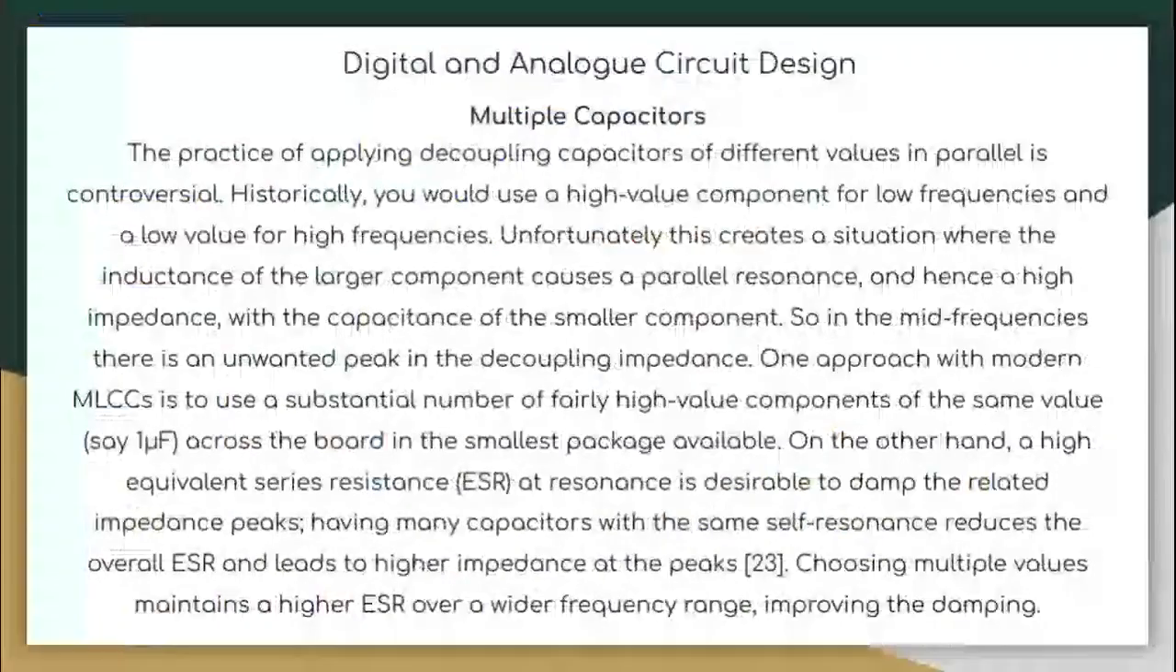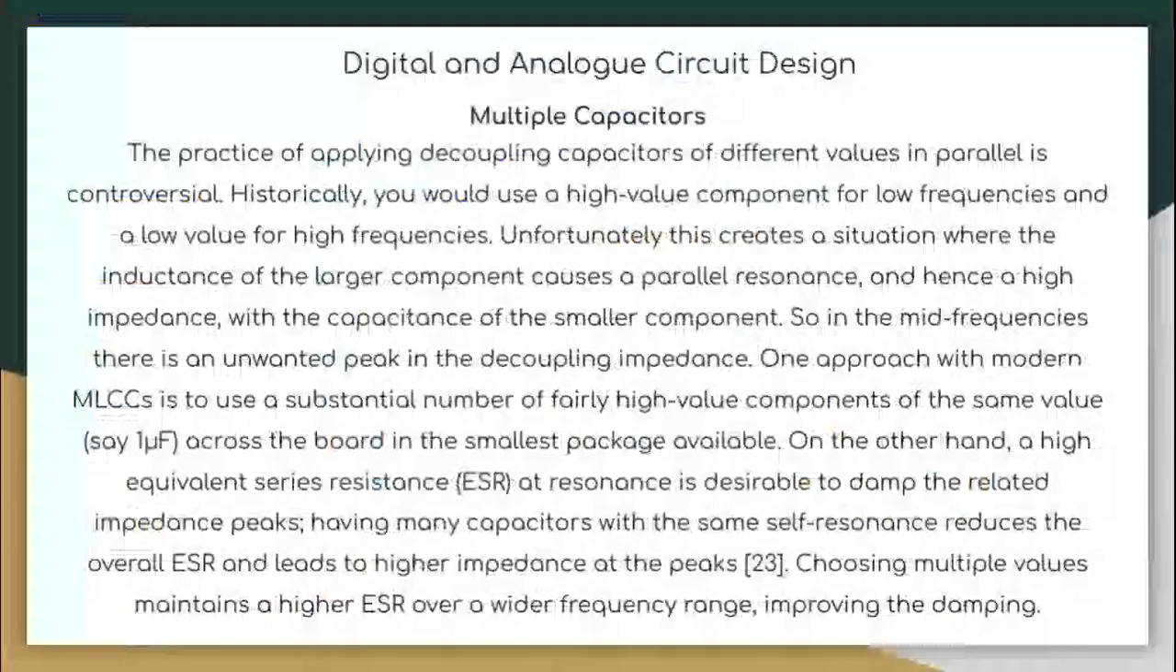Digital analog circuit design. Multiple capacitors. The practice of applying decoupling capacitors of different values in parallel is controversial. Historically, you would use a high value component for low frequencies and a low value for higher frequencies. Unfortunately, this creates a situation where the inductance of the larger component causes a parallel resonance, and hence a high impedance, with the capacitance of smaller components, so in the mid-frequencies there is an unwanted peak in the decoupling impedance.